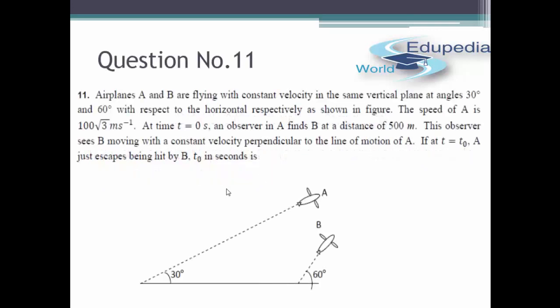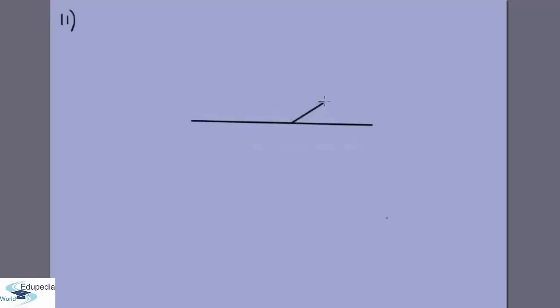We have two planes A and B flying with constant velocity with 30 and 60 degree angles with the horizontal. So this is the plane B making an angle 60 degrees, and this is the plane A making an angle 30 degrees. The speed of A is 100 root 3, and we are given some other information. At t equal to 0, an observer in A finds B at a distance of 500 meters moving with a constant velocity perpendicular to the line of motion.